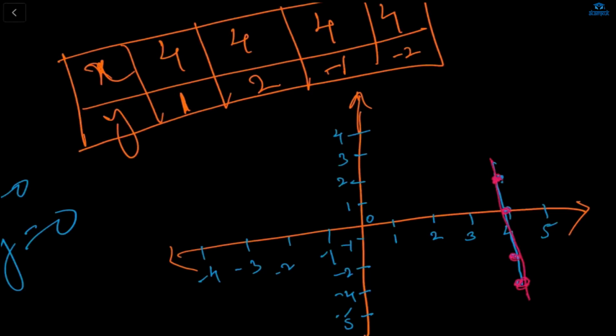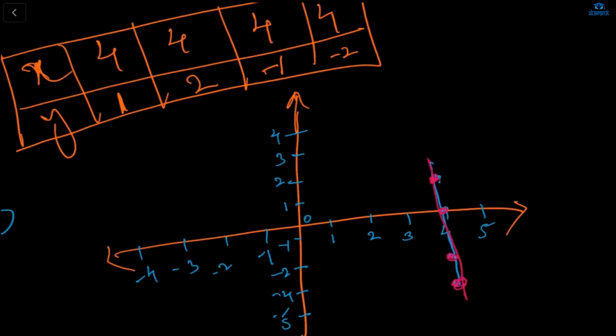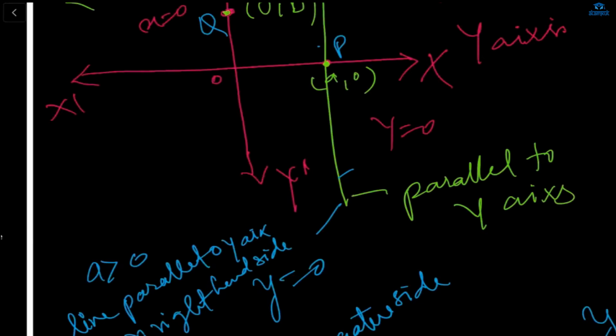Here y is equal to 0, and x is equal to 4 is the line, so this line will be parallel to the y-axis. If you go for one variable, only a single solution is there, but for two variables there are infinite solutions. Only one value of x will satisfy the equation, that is 4, and every value of y will satisfy the equation.